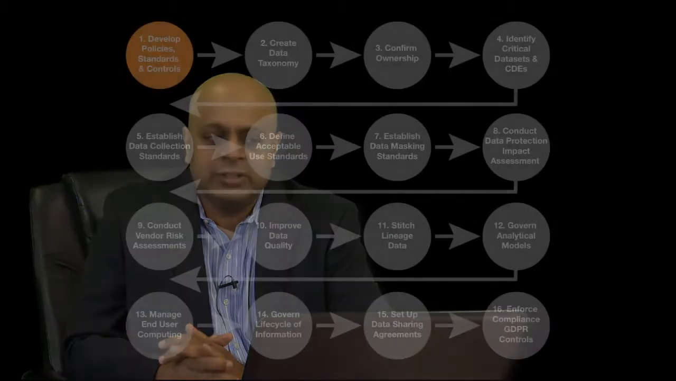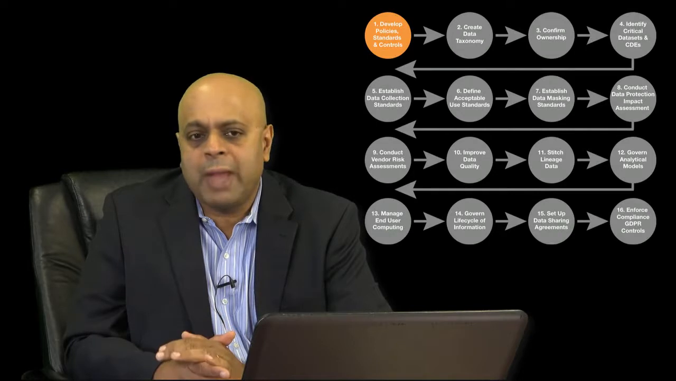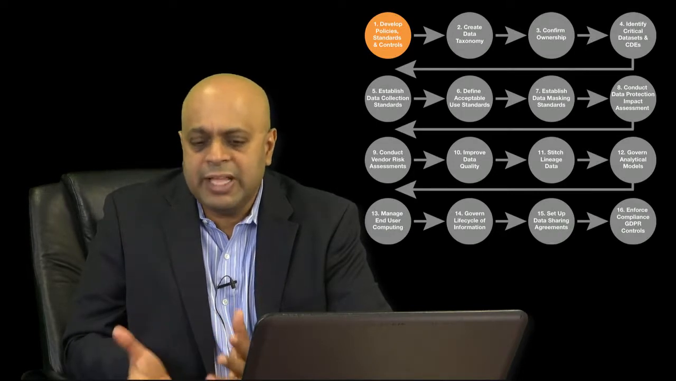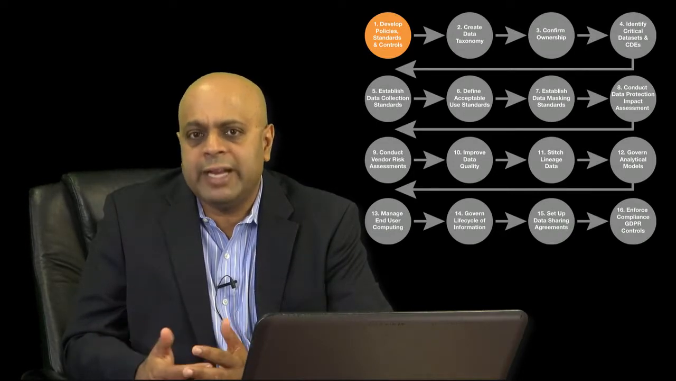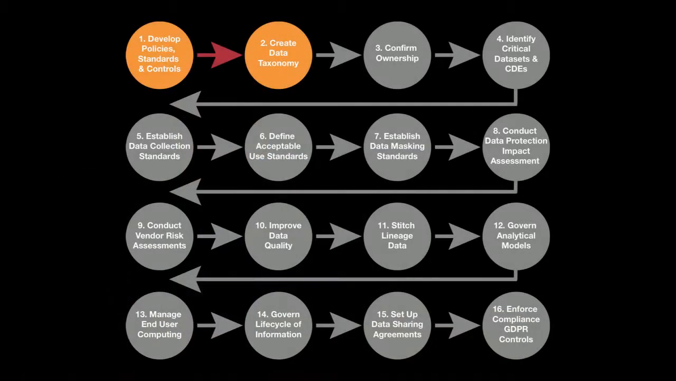So step number one is develop policy, standards, and controls. A simple control might be something like, if we want to bring a new type of data into our analytics and operational environment, we need legal approval. The GDPR has very specific sections and articles around getting approval. Now, you might set up a workflow in Collibra to operationalize approval of that workflow and also create an audit trail and a history.